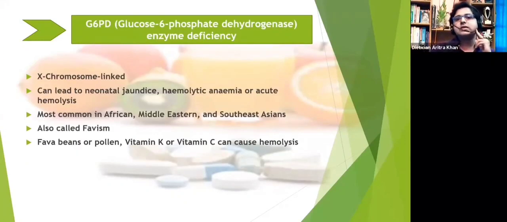So what is glucose 6-phosphate dehydrogenase enzyme deficiency? Basically, it is X-chromosome linked and can lead to neonatal jaundice. If we talk about icterus, the infective hepatitis, we can see there are three kinds of jaundice: neonatal jaundice, viral hepatitis, and obstructive jaundice. After birth, there is some jaundice, neonatal jaundice, hemolytic anemia, acute hemolysis. Most common in Africa, the Middle East, and South Asia, also called favism. Favism, we know the fava beans and all those things. Pollen, vitamin K, and vitamin C can cause the hemolysis.